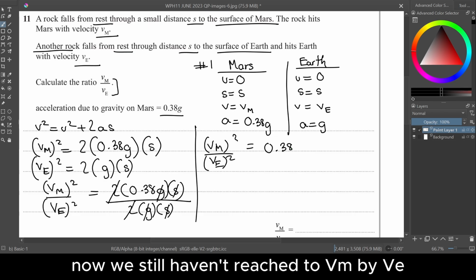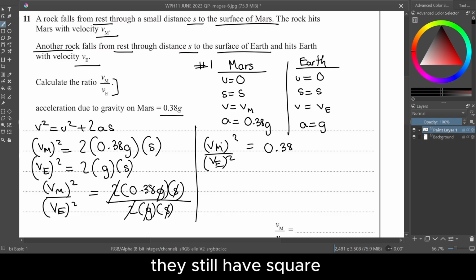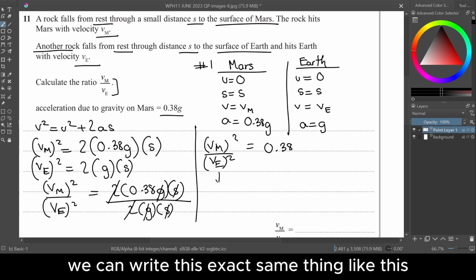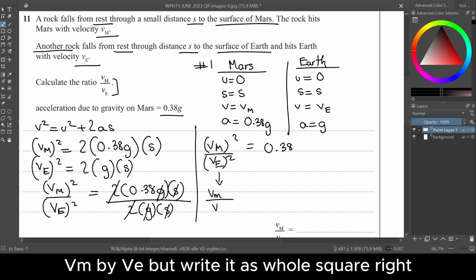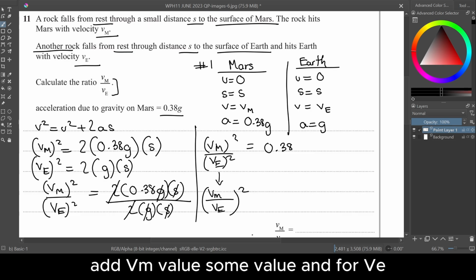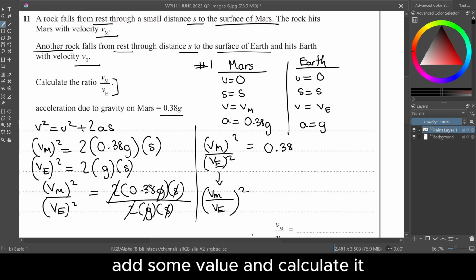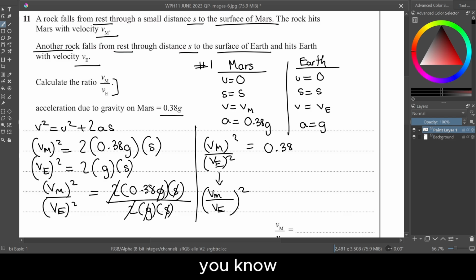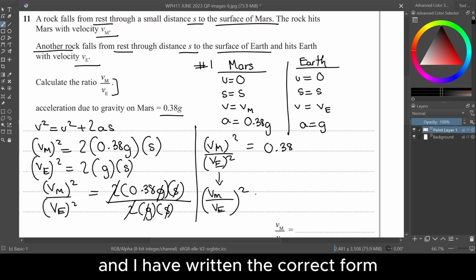Now we still haven't reached vm by ve. They still have the square. So how can we remove the square? We can write this exact same thing as vm by ve, written as a whole square. They both are the same thing. If you want to do the comparison, you can add some value for vm and some value for ve and calculate it. If they are the same in both writing ways, then you know that it is correct and I have written the correct form.